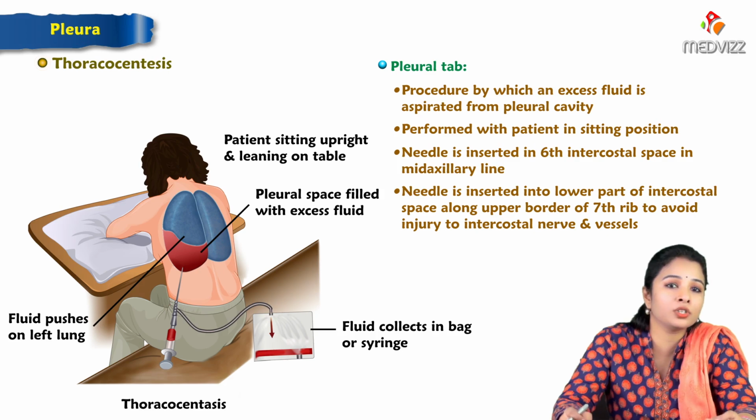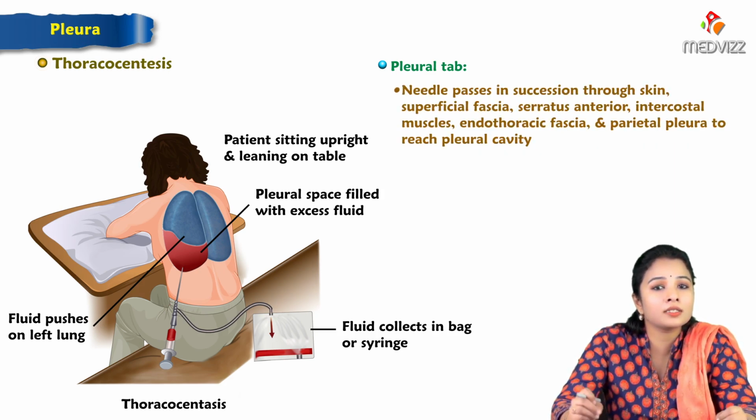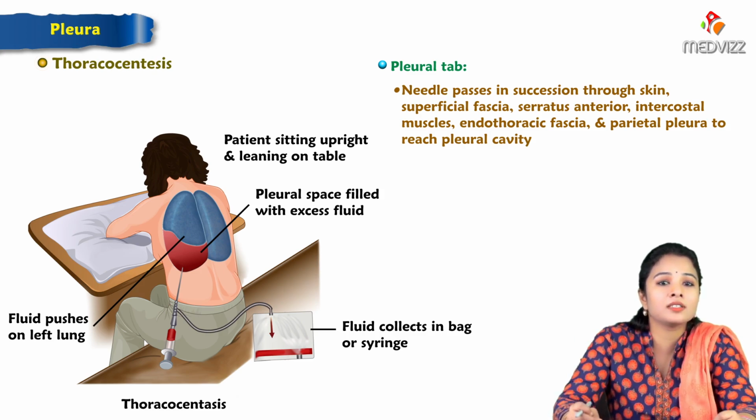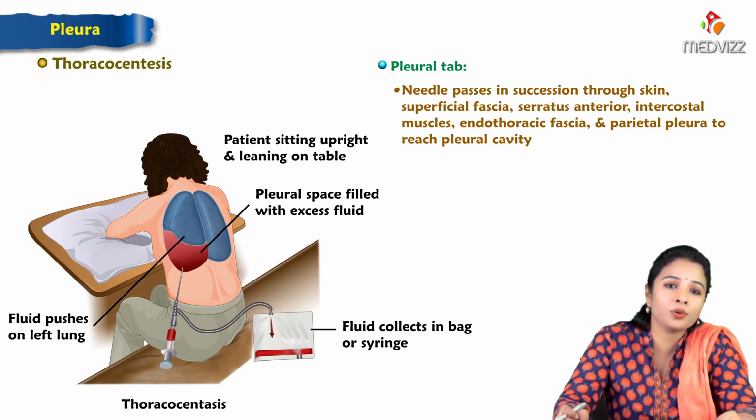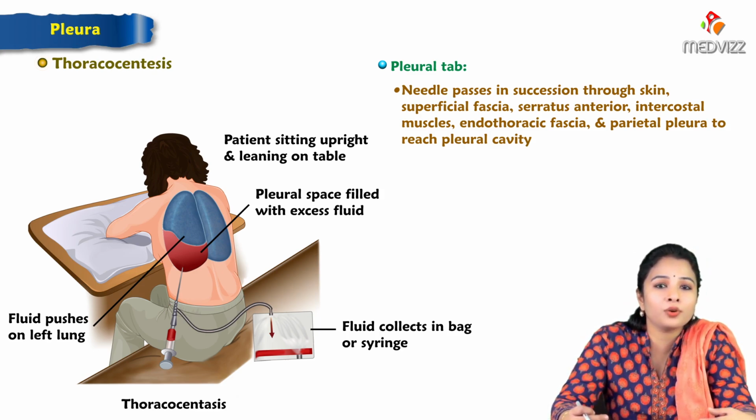To avoid injury to this neurovascular bundle, the needle passes in succession through the skin, superficial fascia, then pierces the serratus anterior muscle, intercostal muscles, endothoracic fascia and parietal pleura to reach the pleural cavity. This is how we do the thoracocentesis or pleural tap.